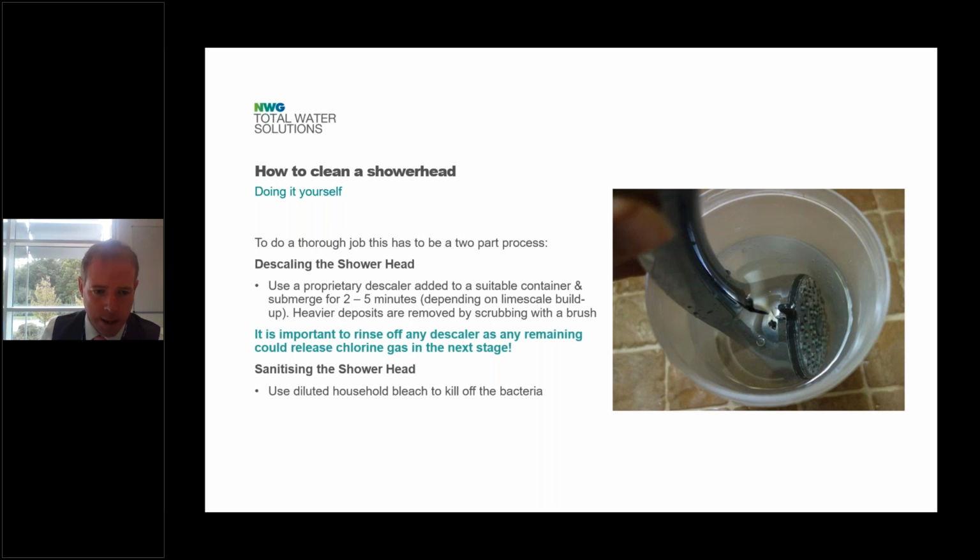Because the next stage, part 2, is to kill off the bacteria. Give it a good dose of bleach. But if you mix descaler and bleach together, you will get chlorine gas, which you do not want. Very, very dangerous. I can't emphasize that enough. If you're doing this at home or you advise anybody else to do it, be very, very careful in the process. But yeah, descaling first, rinse it all off, then you can use a chlorine-based product after it's all been thoroughly descaled to kill off the bacteria. All possible. It's quite satisfying because I've done this myself. You get quite a lot of gunge coming off it, so it's quite satisfying in a kind of warped way to see what comes off it.